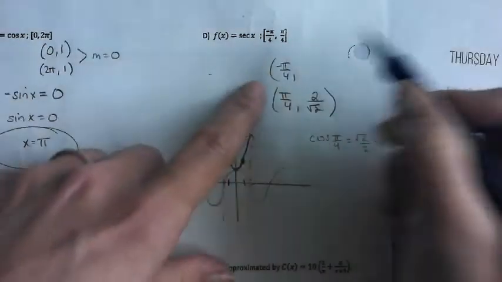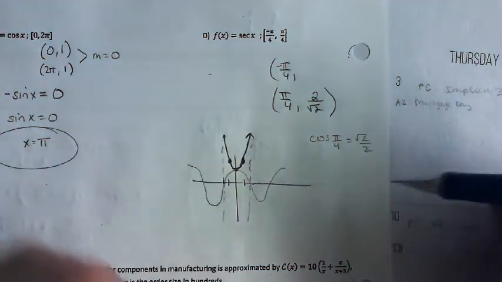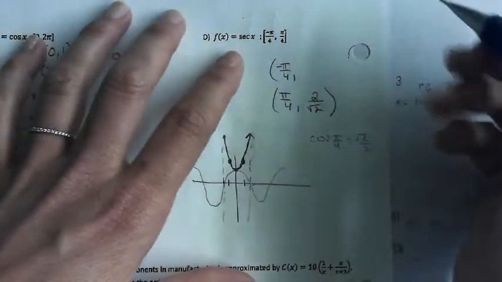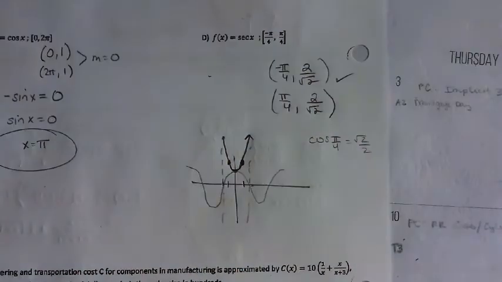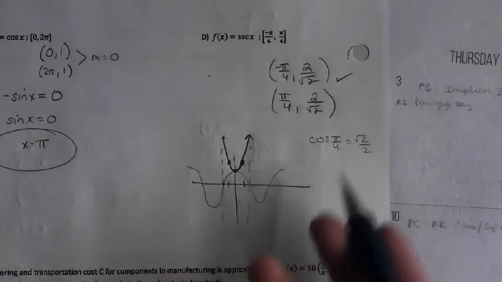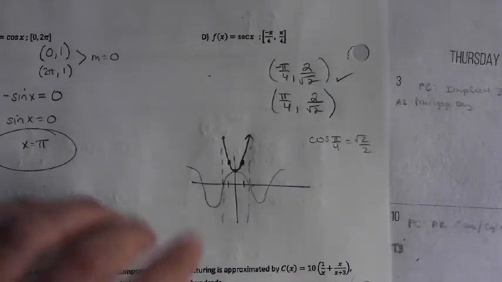And same thing with the negative pi over 4. That's a fourth quadrant, so cosine is still positive root 2 over 2, so we reciprocate still. So we're good there. You could verify mentally that that was applying, obviously, via the graph.